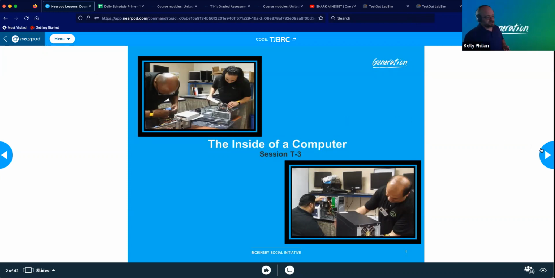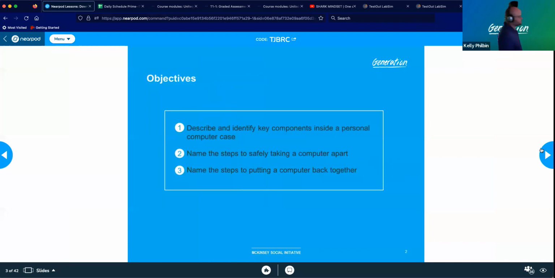So for this particular technical session, our objectives are to describe and identify key components inside of a personal computer case. In this one, we were talking about a tower or a standard computer, not a laptop or an all-in-one. This is a desktop. We're going to be naming the steps for taking the computer safely apart, stripping it all the way down to an empty case, and then putting it back together.